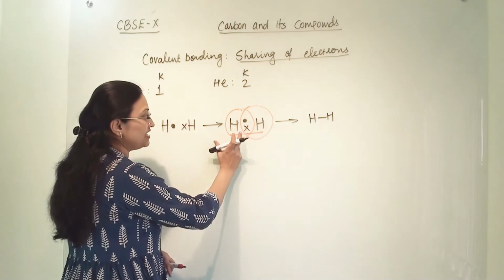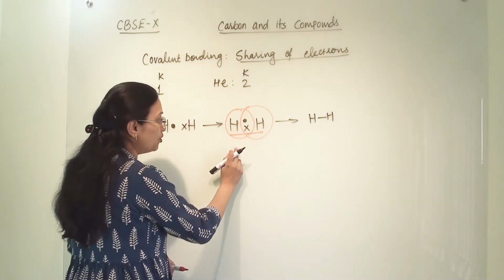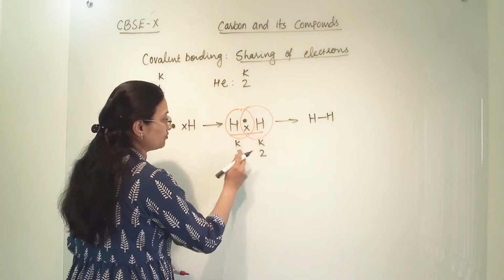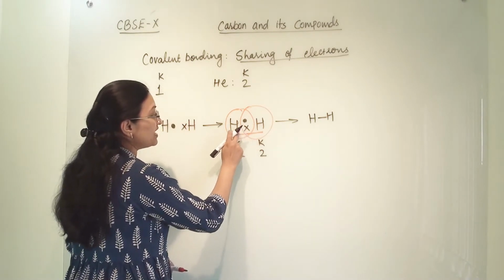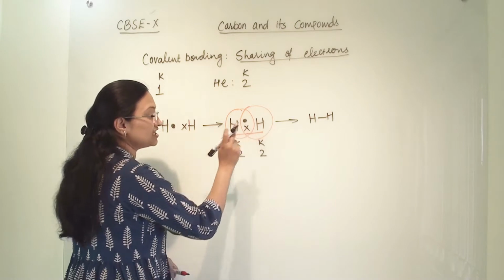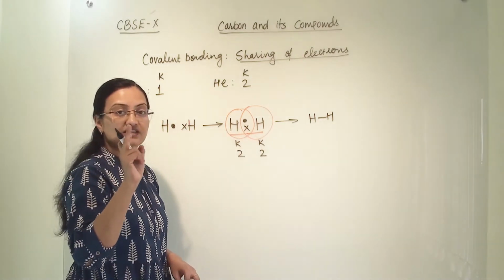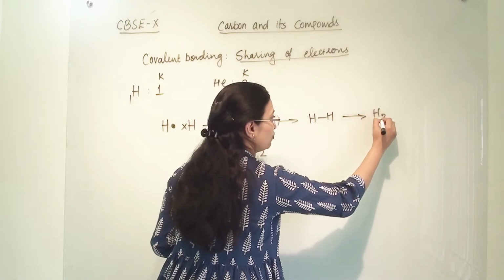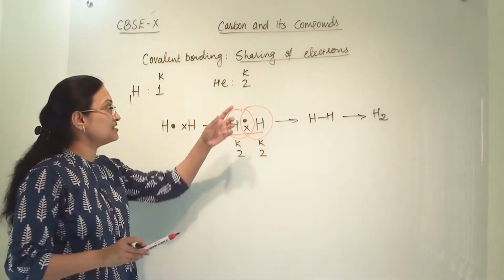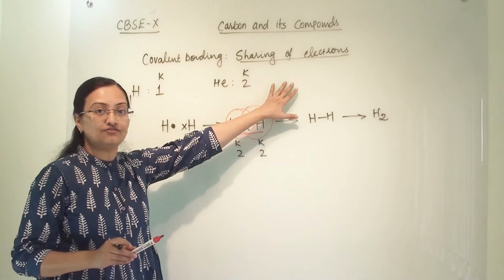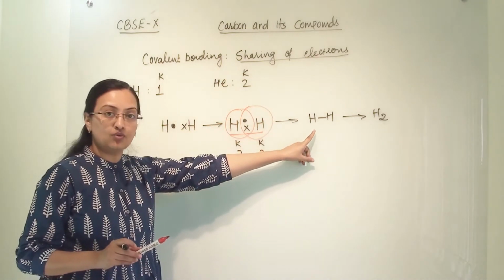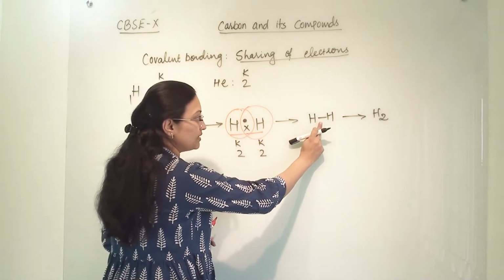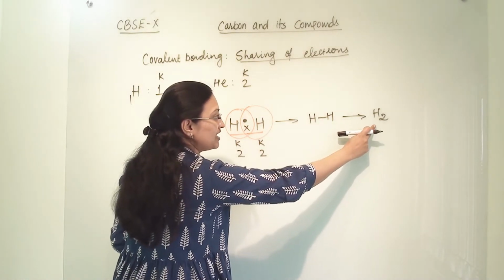When they share this 1 electron, both hydrogens' K shells will be filled with 2 electrons. Both hydrogens now have 2 electrons in their only shell, the K shell. This bonding is known as covalent bonding. The bonding which happens with the help of sharing of electrons is known as covalent bonding. So here covalent bonding happens, this is one bond, and they form a hydrogen molecule.